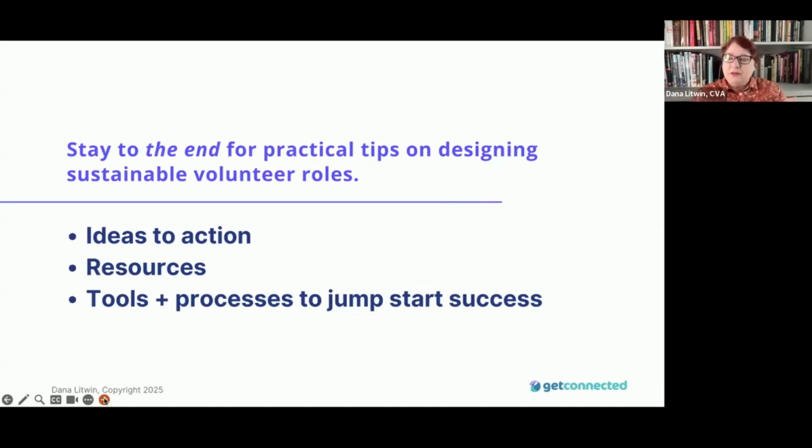And also, as we go through this, you might think to yourself, oh, I'm already doing that really well. And that's going to help you fill out the tool and understand how to deepen that assessment and processes to jumpstart everything for you.